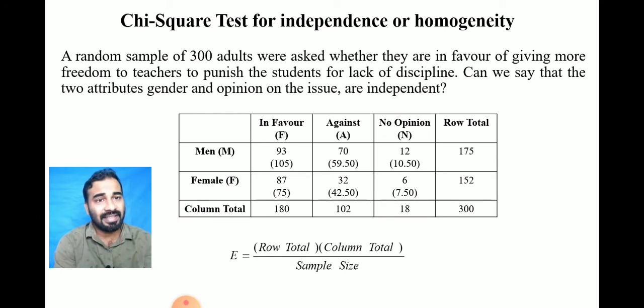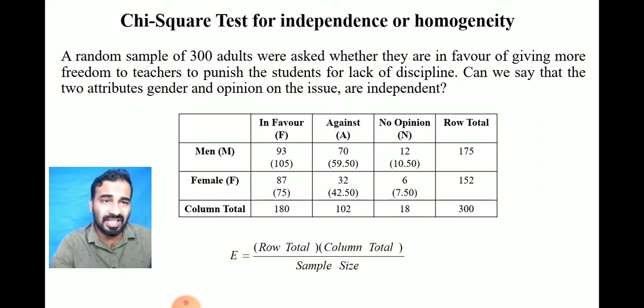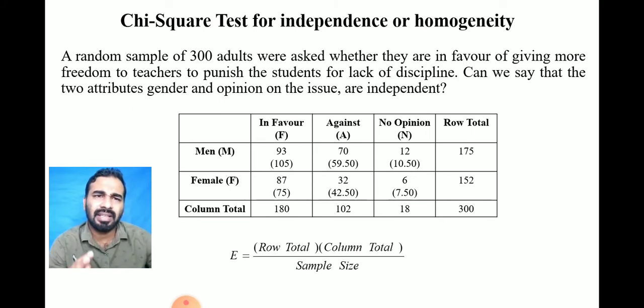So what is this E here? E is nothing but row total times column total divided by sample size. Row total times column total divided by sample size. So in the first case the row total is 175, the column total is 180, divided by the sample size. So we have got the expected frequency as 105. The observed frequency is 93 but the expected frequency is 105. Next we have got 59, 10.5, 75, 42.5 and 7.5. So these are known as expected frequencies. How can we find them? Row total times column total divided by sample size.